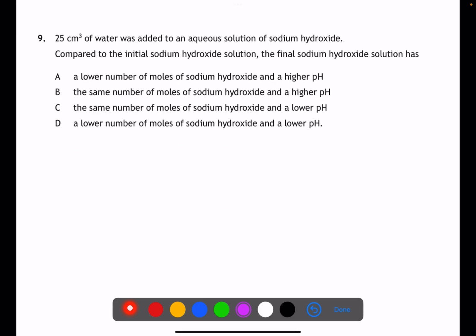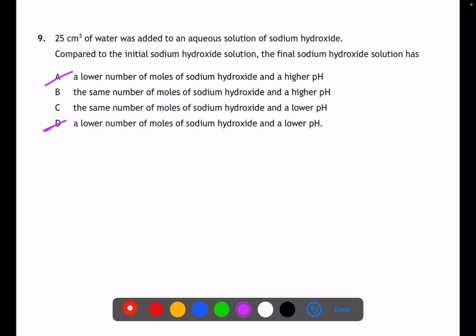Question 9. 25 centimetres cubed of water was added to an aqueous solution of sodium hydroxide. Compared to the initial sodium hydroxide solution, the final sodium hydroxide solution has what? So the first half of the answers is all about the number of moles. You haven't actually changed how many moles are in the solution, so we can eliminate A and D. We have the same number of moles of sodium hydroxide present.